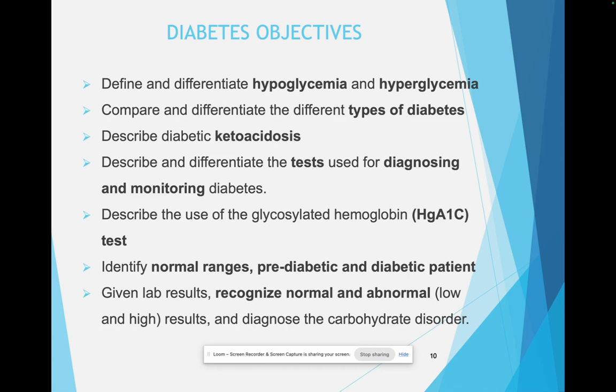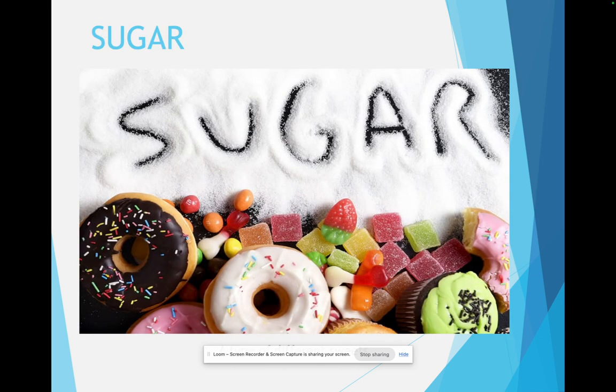It's important to define hypoglycemia and hyperglycemia, the types of diabetes, ketoacidosis, the tests to monitor the disease, especially hemoglobin A1C, and then normal ranges, pre-diabetic, and to recognize normal and abnormal.